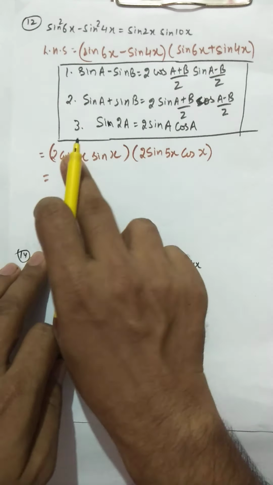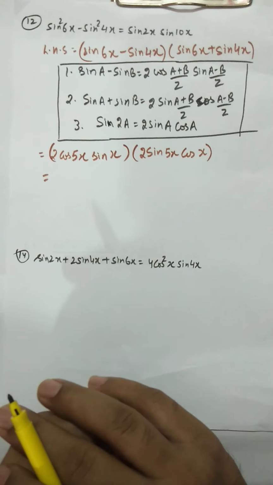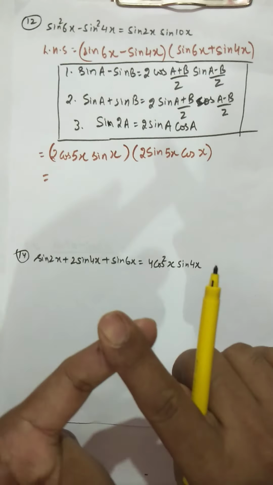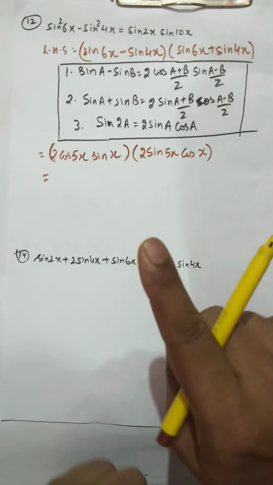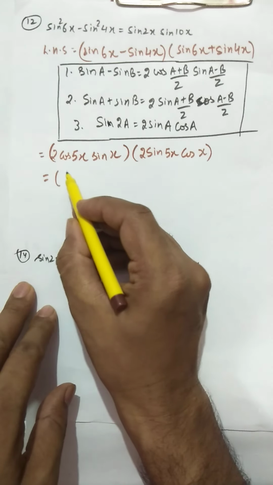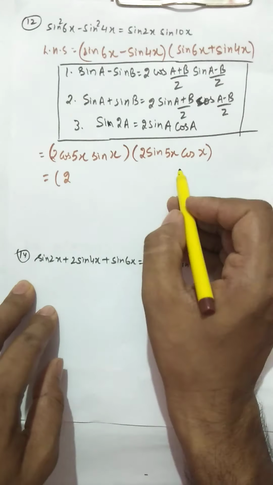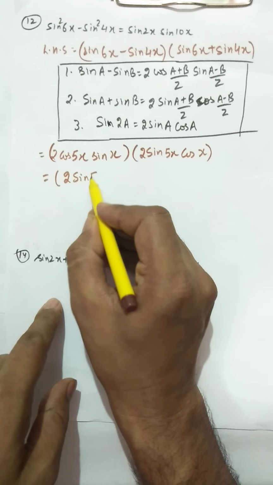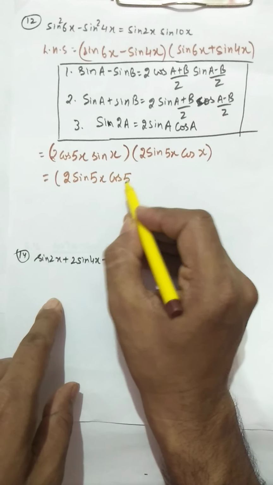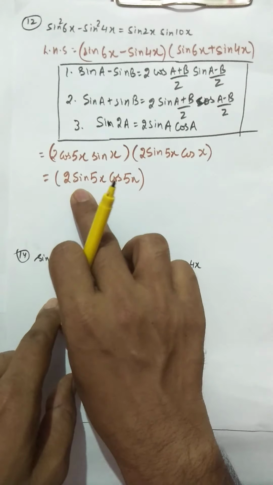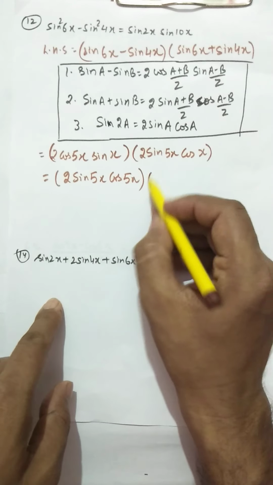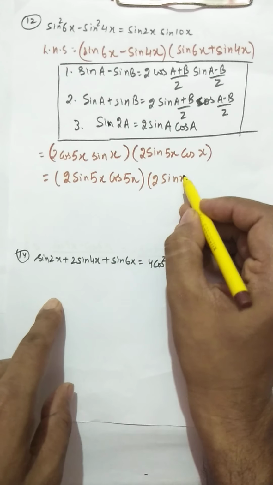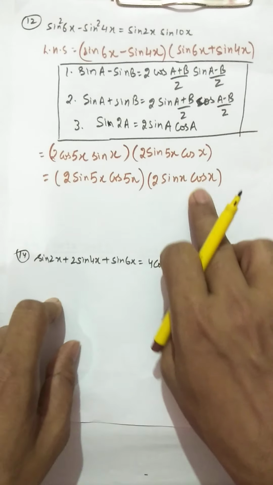Now you can see all terms are in product. All the same angles, you take them in one bracket, and all different angles. There are two types of angles, 5x and x. All are in multiplication, so you can shift any term to any place, because in multiplication it never matters. So I'm writing this 2 sine 5x and this cos 5x. You can see that all similar angles I have taken in one bracket, and this 2 sine x and this cos x I've taken in another bracket.